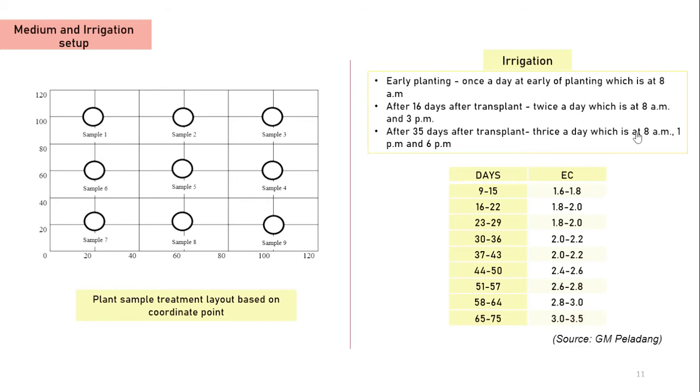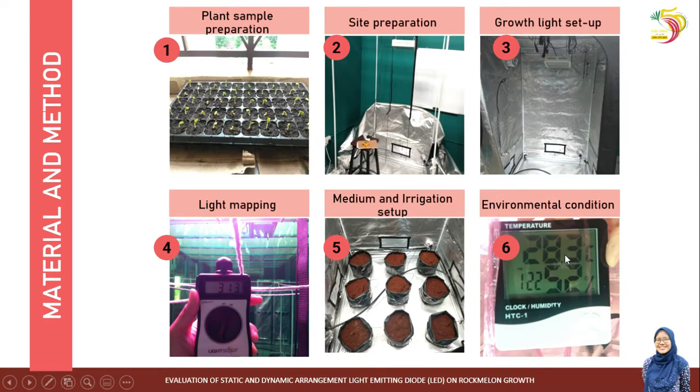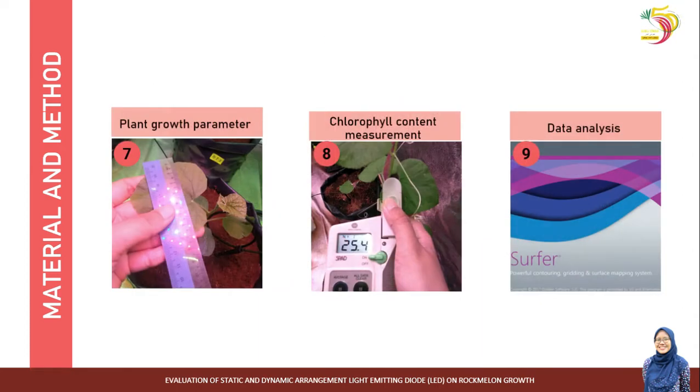So the EC values are based on the day of the plant as shown in the table. Next, for environmental condition, inside the growth monitor the temperature and humidity readings are taken twice a week by using a thermohygrometer.